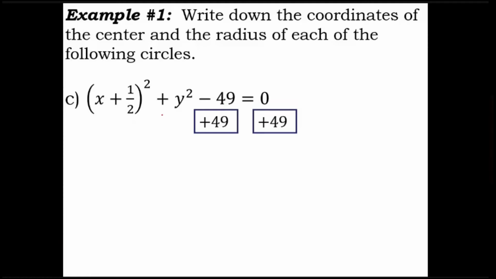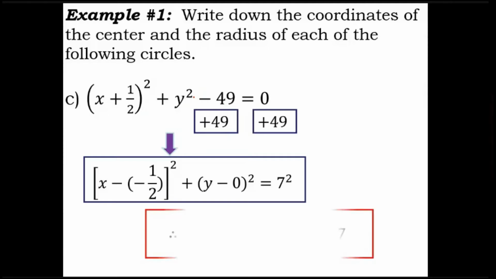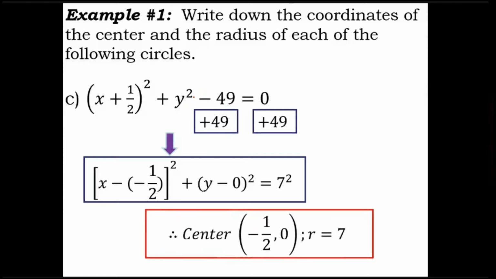Y squared is similar to example A. So we also know how to manipulate it already. So we will have the square of x minus -1/2 and the square of y minus 0 equals 7 squared. And therefore, our center for this given is -1/2, 0, and our radius is 7.